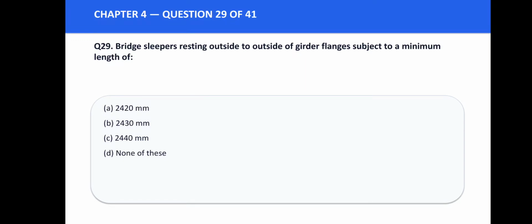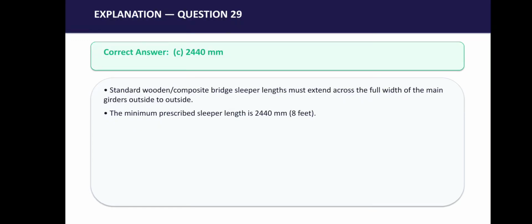Option B, 2430 millimeters. Option C, 2440 millimeters. Option D, none of these. The correct answer is option C, 2440 millimeters. Explanation. Standard wooden or composite bridge sleeper lengths must extend across the full width of main girders, outside to outside, with a minimum length requirement of 2440 millimeters.